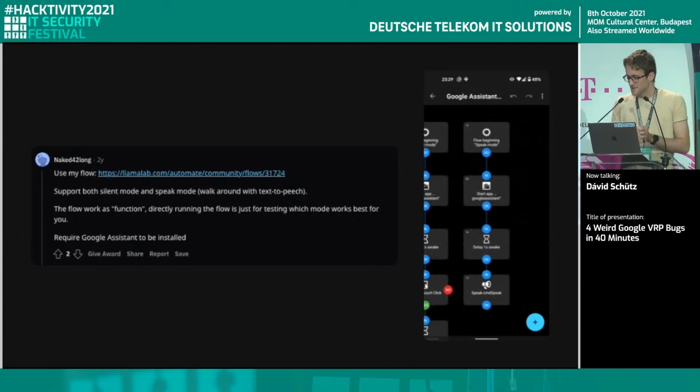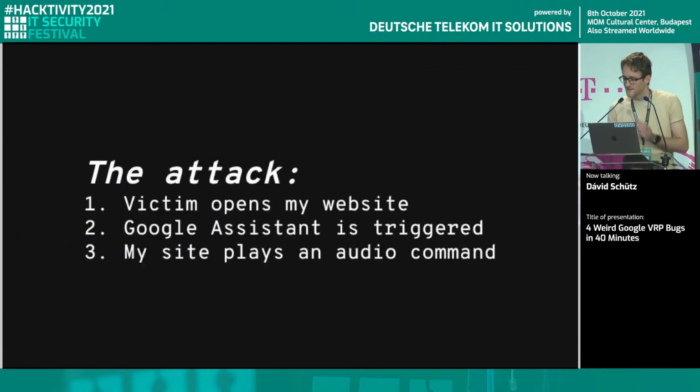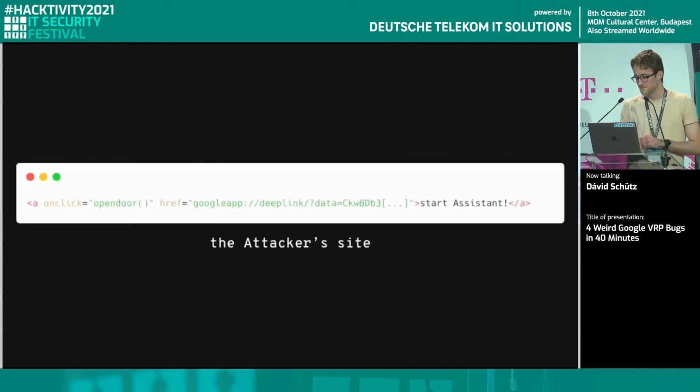So knowing about this trick, thanks to Naked42long on Reddit, and the previous deep link, I thought I could put the 2 and 2 together. The attack idea in my head looked something like this. First, the victim opens my malicious website. Then I somehow trigger Google Assistant on the victim's device using the deep link I found. And after triggering Google Assistant, I play an audio file with my website, which contains a voice saying a malicious Assistant command out loud. So I created a proof of concept page for this.